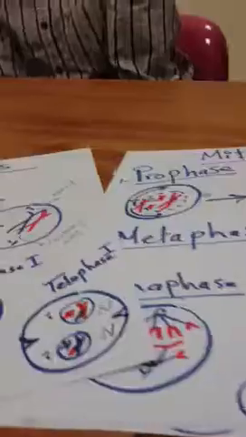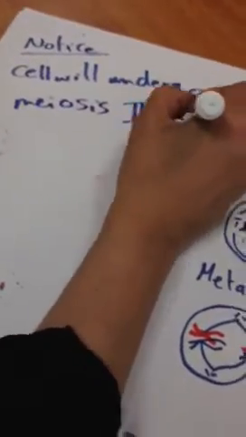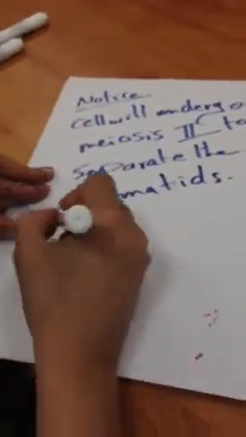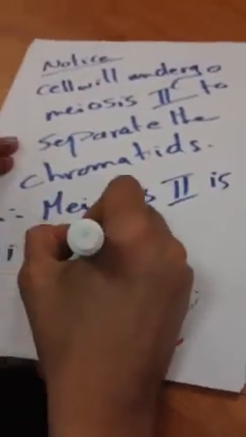اوكي طيب يبقى notice، each cell will undergo meiosis 2 to separate the chromatids. يبقى therefore meiosis 2 is like mitosis.